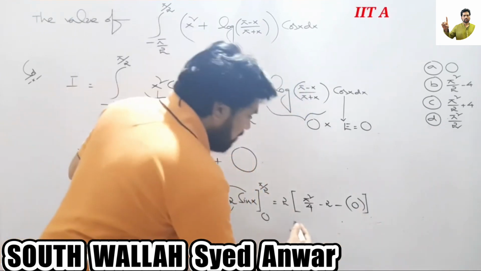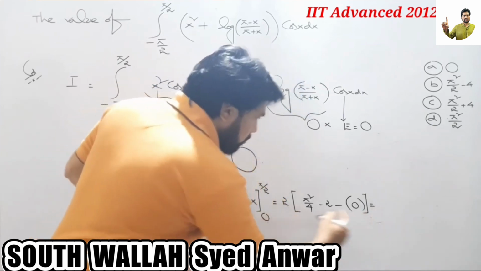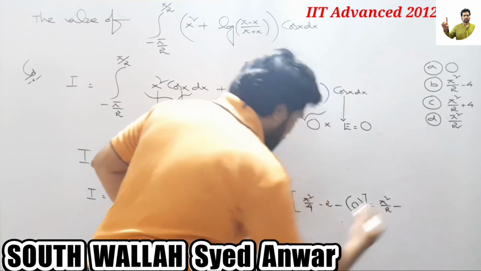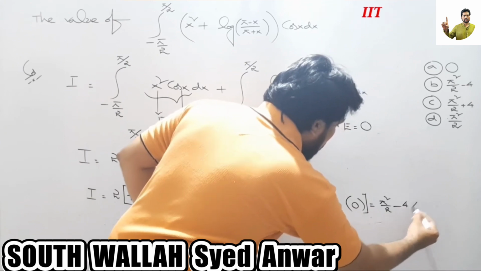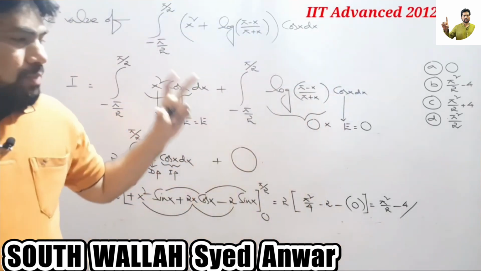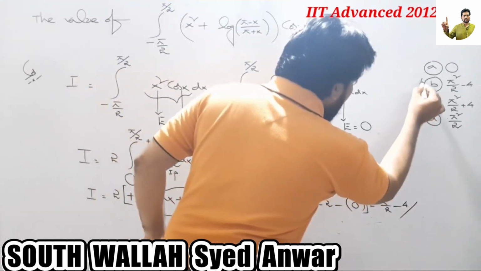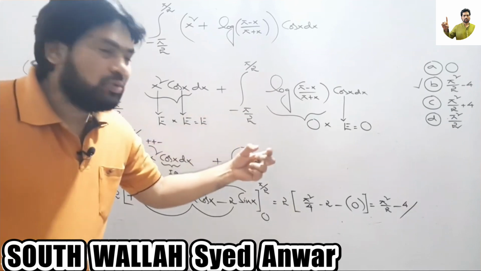So I am going to simplify this. When I multiply with 2, the first term is pi square by 2 minus, 2 twos are 4. So this is the value I have got for this question: pi square by 2 minus 4. Clearly it is available in option B. I hope that you have understood this question very well.